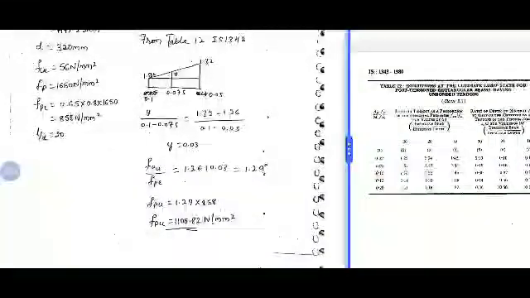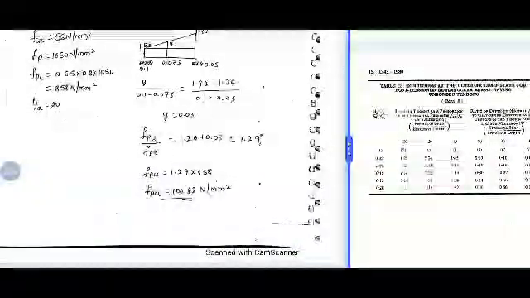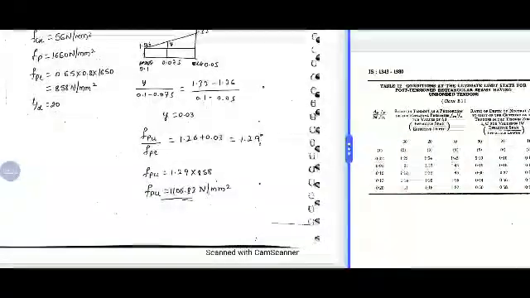So for 0.05 we have 1.32 and for 0.1 we have 1.26. On interpolating for 0.075 we will get FPU by FPE ratio as 1.29, and on simplifying we will get 1106.82 Newton per mm square. Again for the same values we need to go for the XU by D ratio.